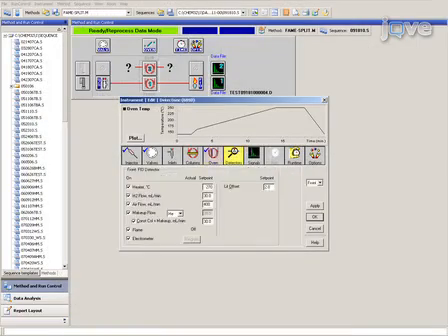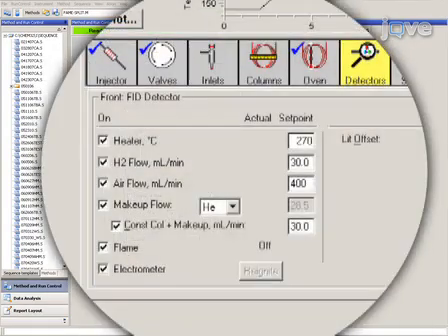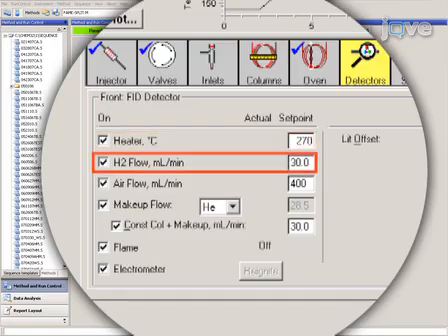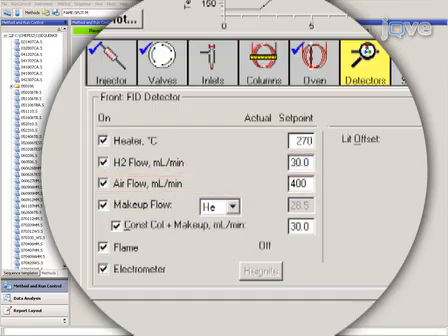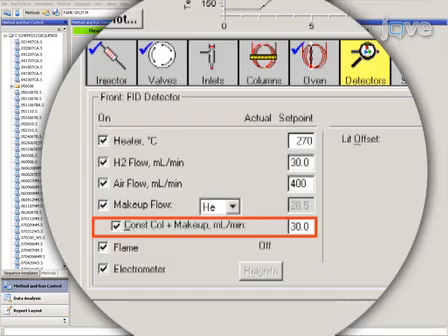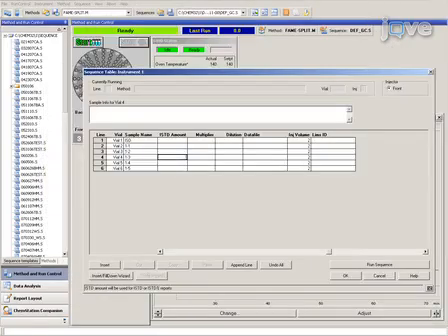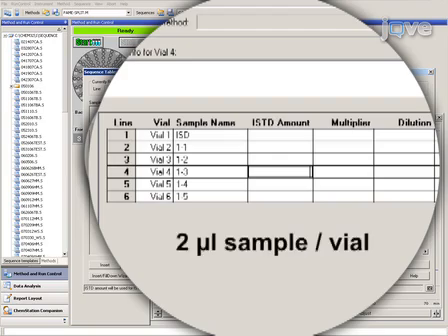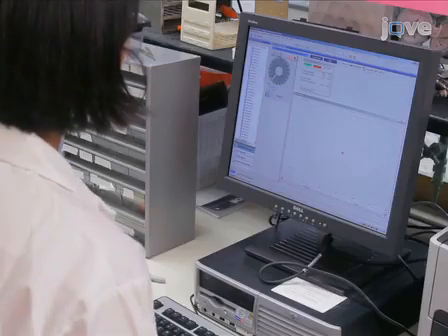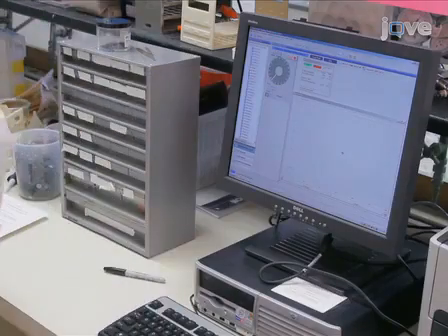The temperature of the flame ionization detector is 270 degrees Celsius with a hydrogen flow rate of 30 milliliters per minute, airflow rate at 400 ml per minute, and helium flow rate at 30 ml per minute. Enter the number of vials and sample names in the run sequence table. Set the 10 microliter injector to inject 2 microliters of the sample per vial. When the instrument is ready, initiate the run sequence.